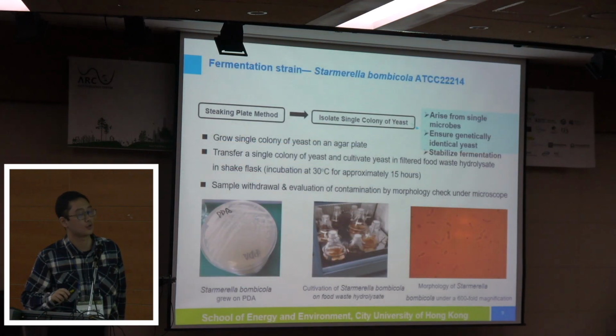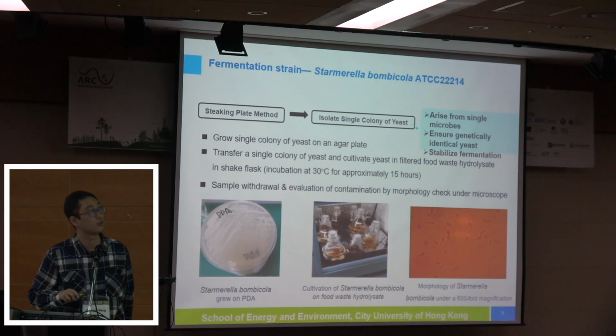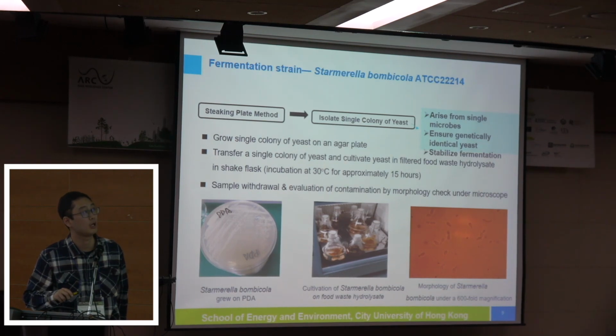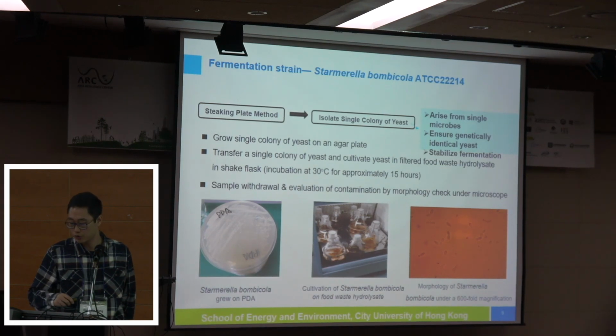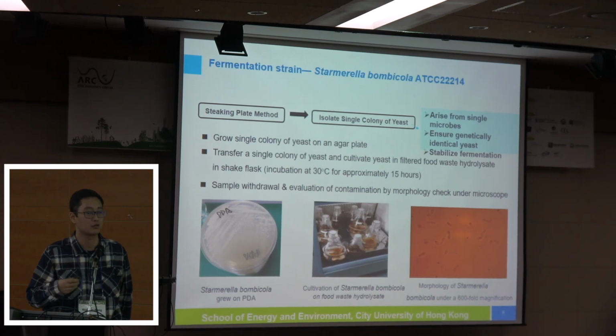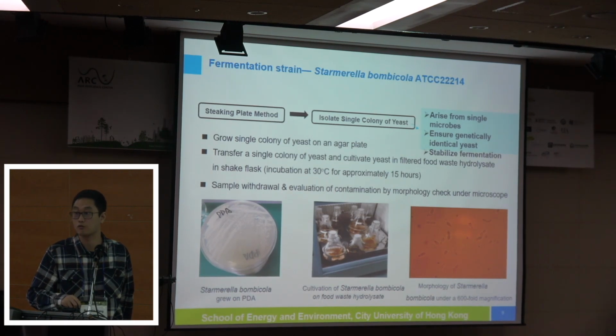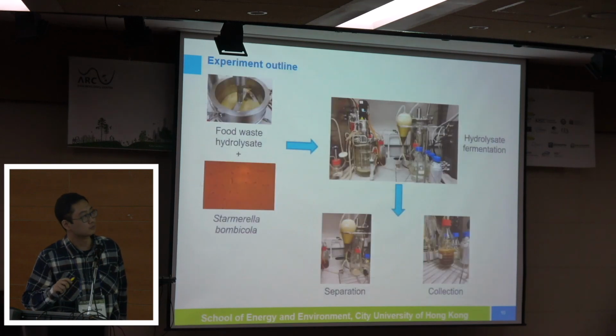And here is the strain we chose for our production, which is Starmerella bombicola ATCC 22214. It's a native strain we purchased from ATCC, and it's now reported as probably the most productive native strain that can be used to produce our product, which is sophorolipid. Okay, so here is our experiment outline.